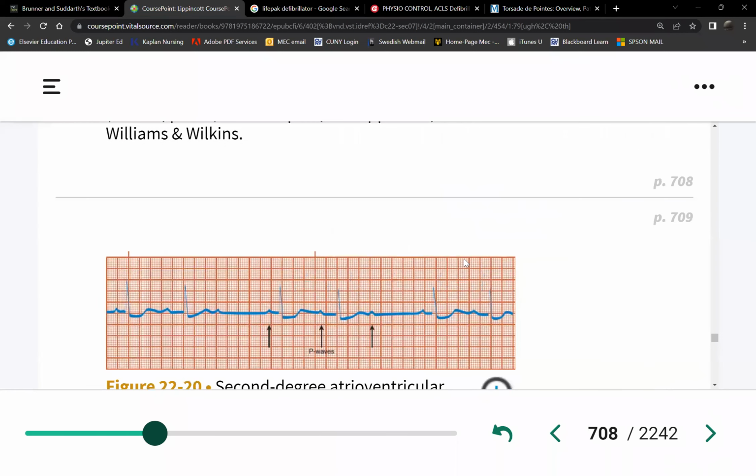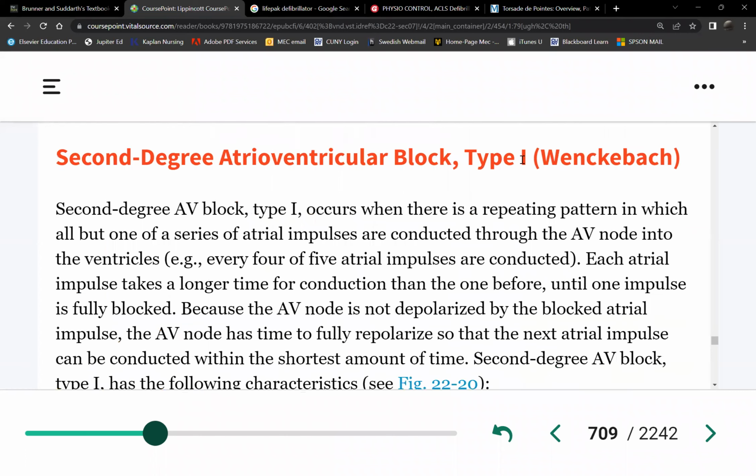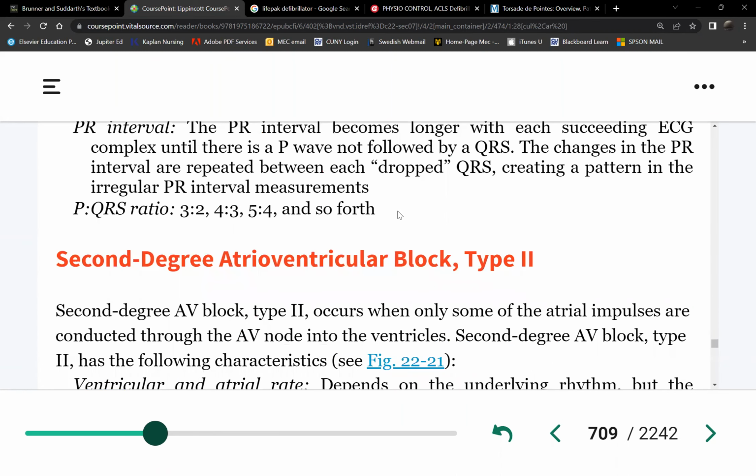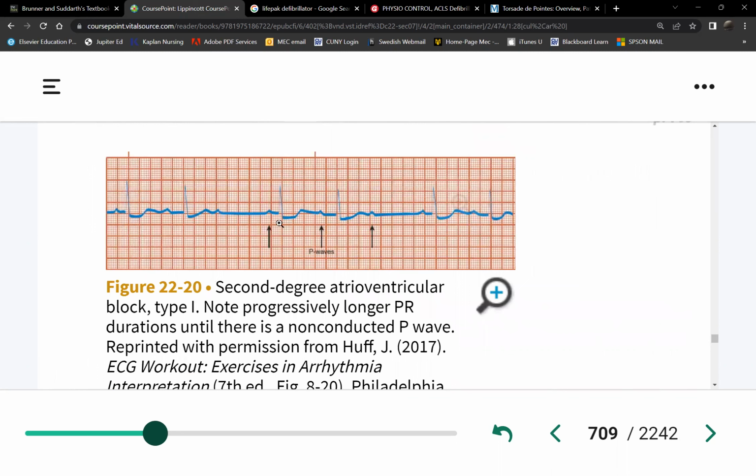Second degree heart block, type 1. In type 1, also called Mobitz 1, the PR interval is still long, but it gets longer and longer.